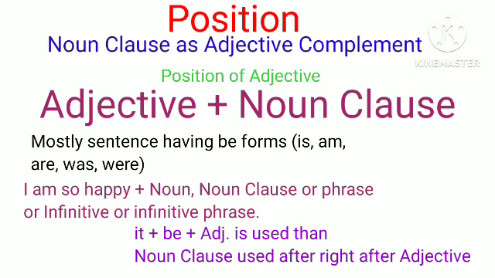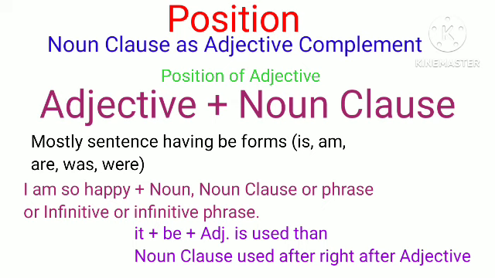Okay, now let's discuss the position of noun clause as adjective complement. Adjective plus noun clause. It means that a noun clause as adjective complement always comes after an adjective, mostly in sentences having be forms: is, am, or was, were. I'm so happy plus noun, that is the example. That means after an adjective we can use a noun, especially a phrase or clause like a noun clause, or an infinitive or infinitive phrase.